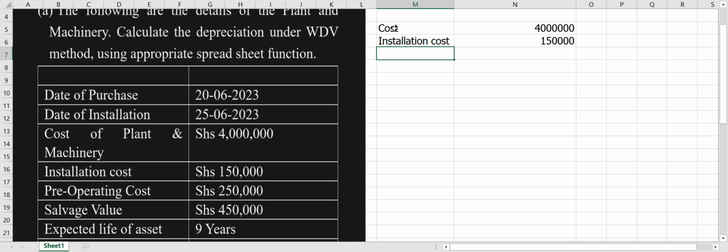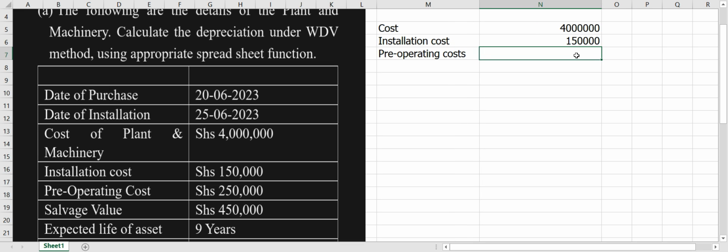Then you have pre-operating costs. This one should also be capitalized. Pre-operating costs, capitalize them. So you add them to the initial cost of the asset. That's 250,000. That's 250.